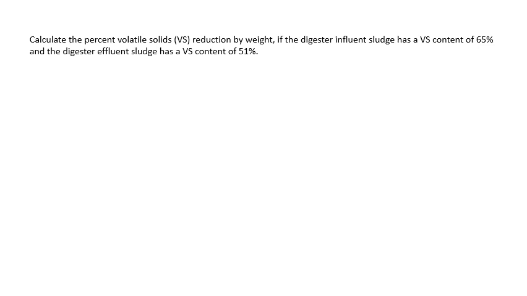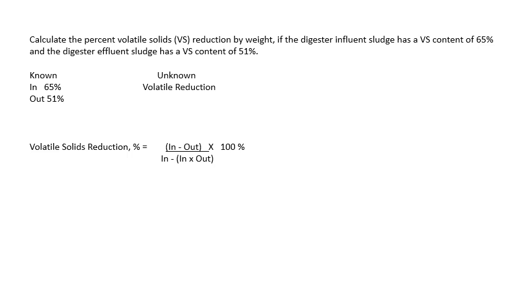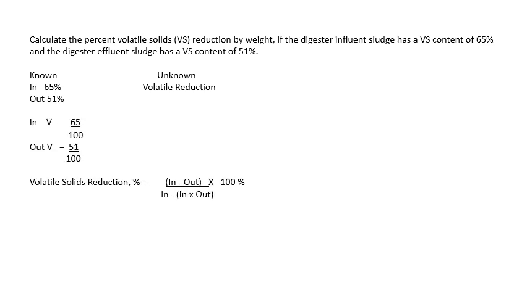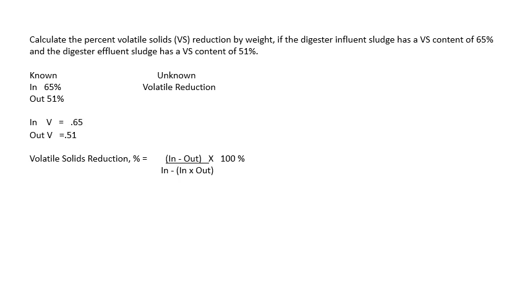Calculate the percent volatile solids reduction by weight if the digester influent sludge has a VS content of 65% and the digester effluent sludge has a VS content of 51%. So pull your knowns and your unknowns out of your word question. An influent of 65% and an effluent of 51%. So in of 65, out of 51. We're going to have to convert those to decimals. So you divide the 65% by 100 and the 51% by 100. You get 0.65 and 0.51.